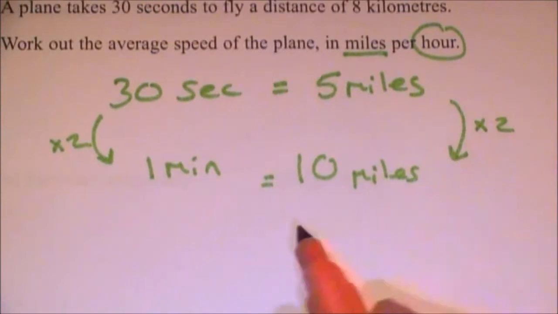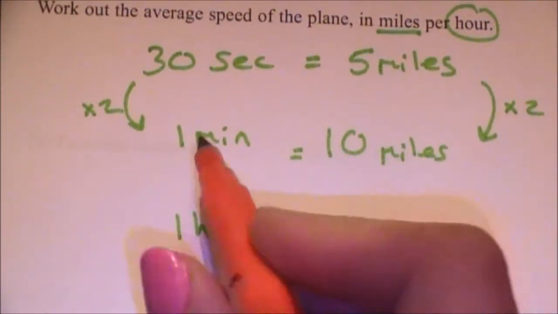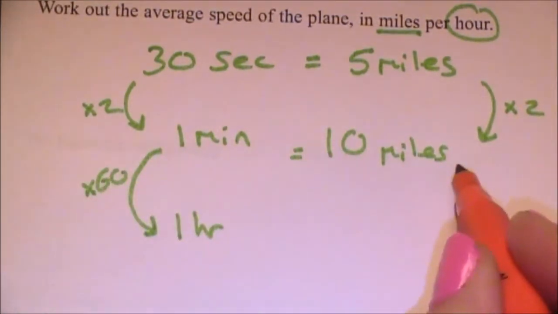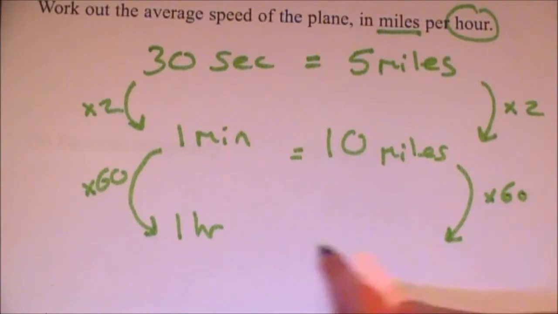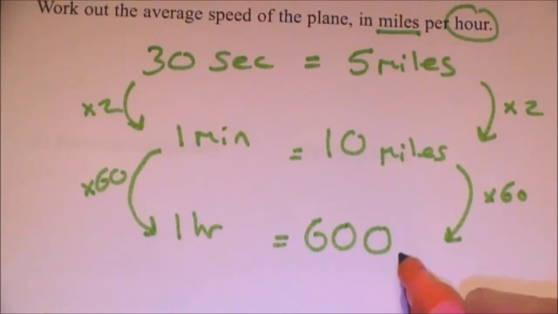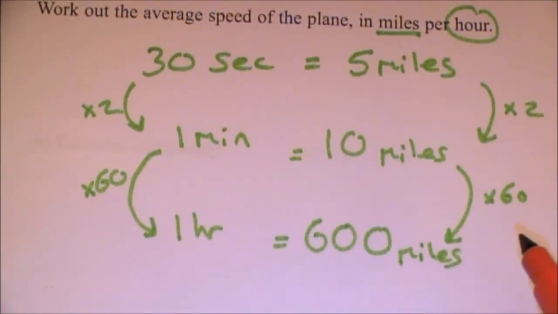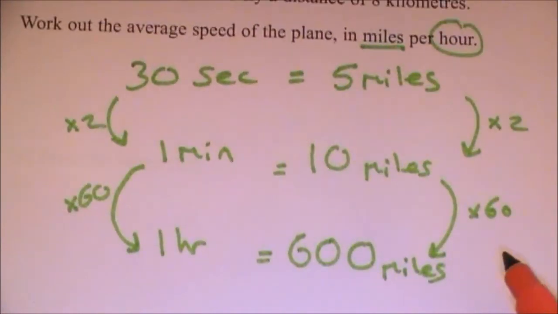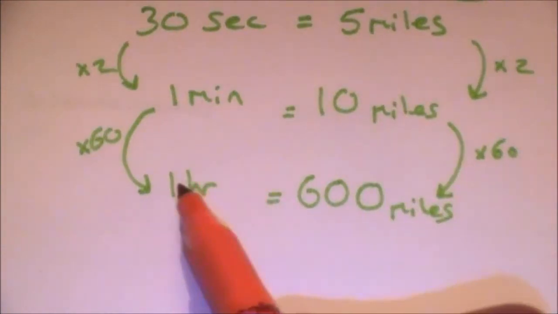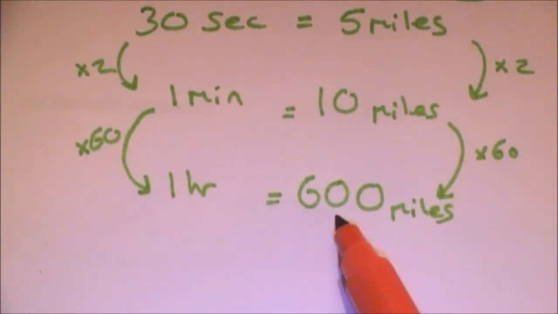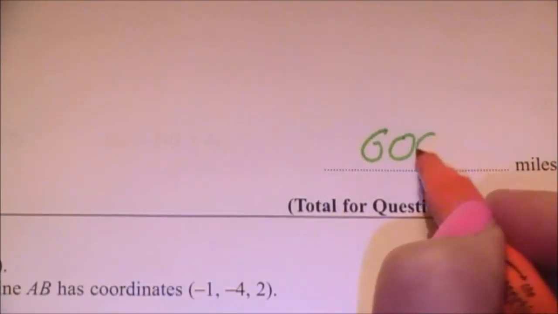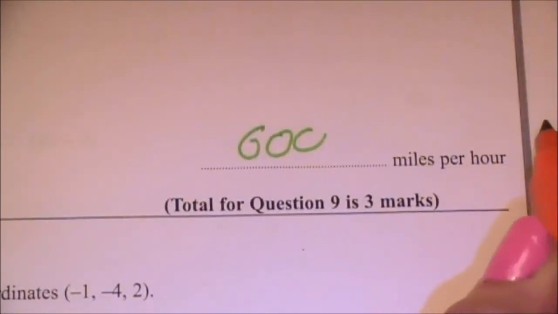Now, I don't want minutes, I want 1 hour. And how many minutes are there in an hour? Well, there is 60. So I need to times by 60. So in 1 hour, I get 600 miles. Now at this point I've actually answered the question because it wanted to know the average speed of the plane in miles per hour. So that's 1 hour and they've travelled 600 miles. So the answer is 600 miles per hour.